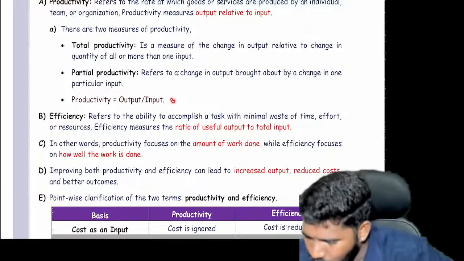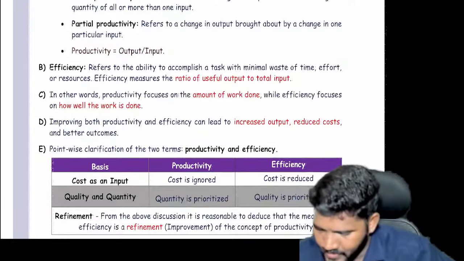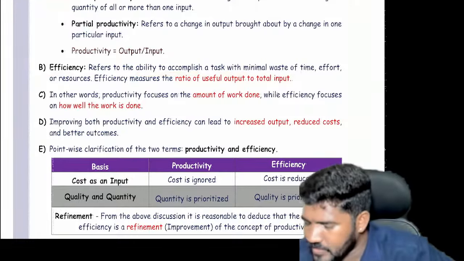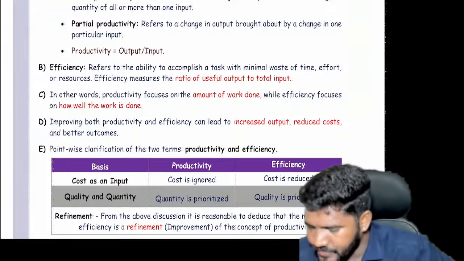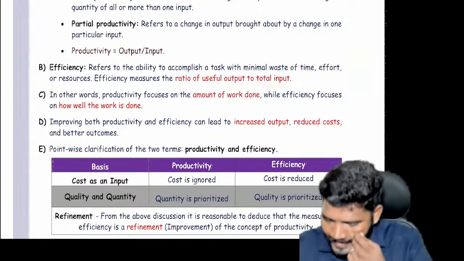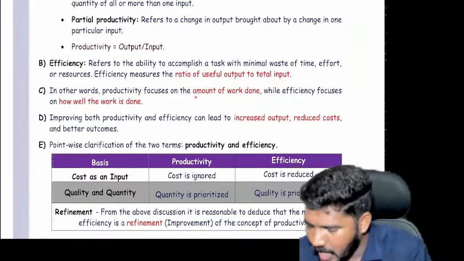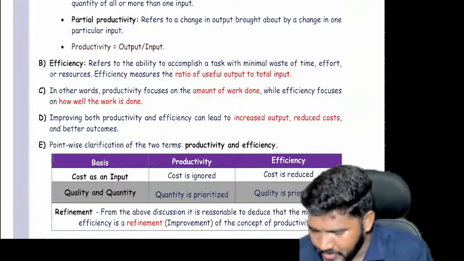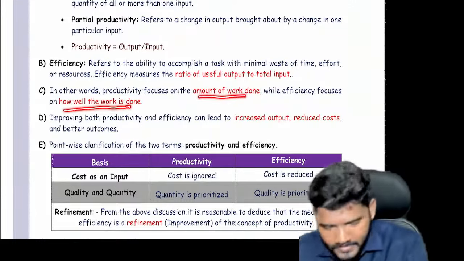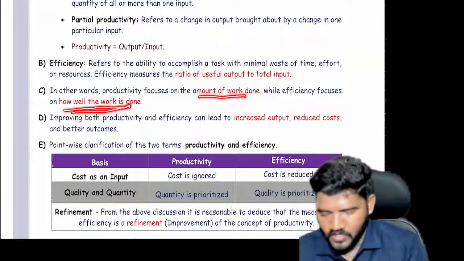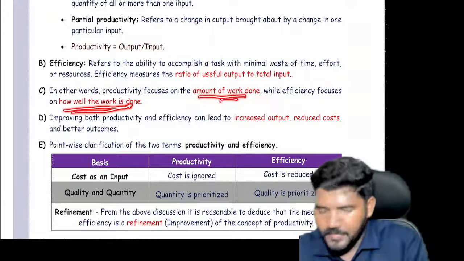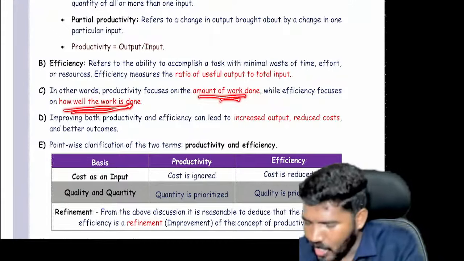The calculation part is output divided by input. Next, efficiency refers to the ability to accomplish a task with minimal waste of time, efforts, or resources. Efficiency measures the ratio of useful output to total input. In other words, productivity focuses on the amount of work done, while efficiency focuses on how well the work is done. There is a lot of difference. How well means I am using fewer resources and getting more output. That is called how well. If I use input and get an output, that is called how work is done.